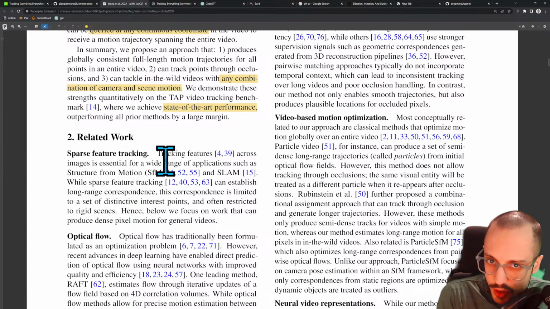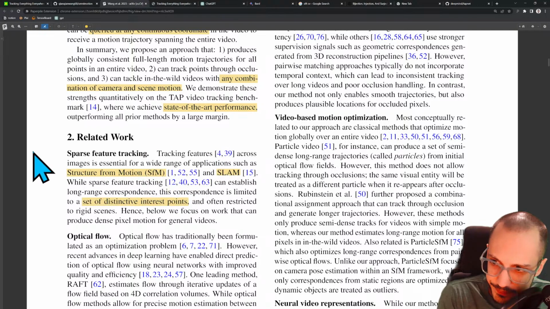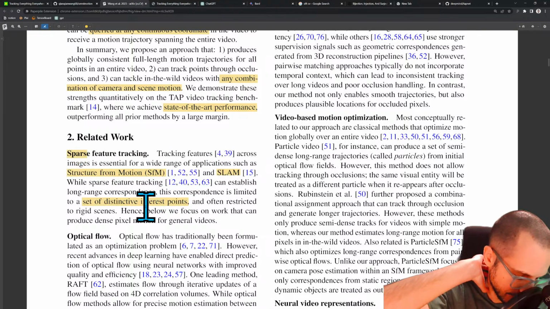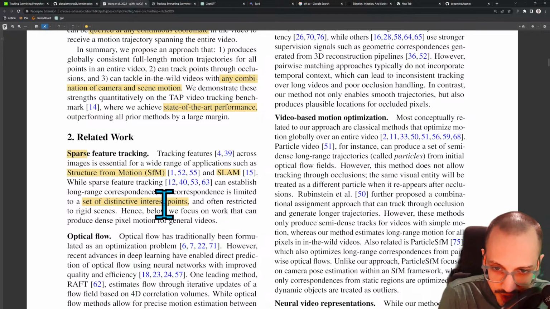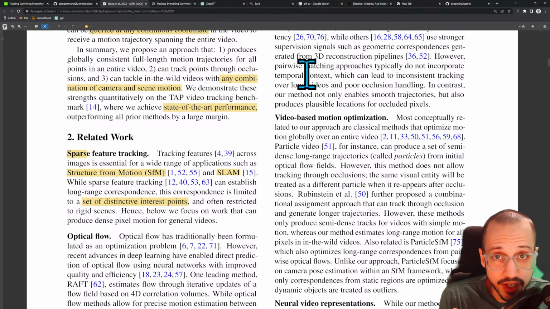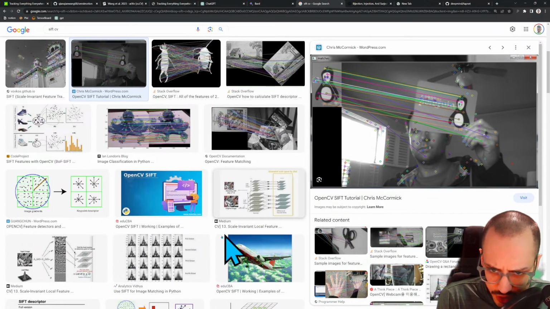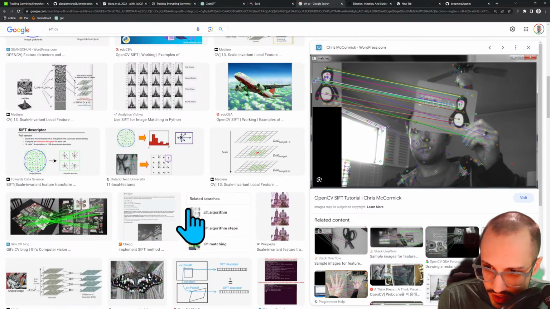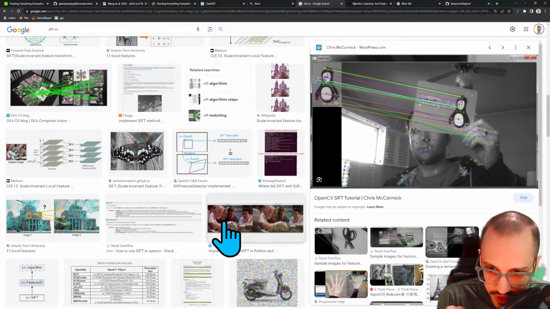So let's see. Related work, sparse feature tracking. Tracking features across images is essential for a wide range of applications, such as structure from motion, right? SLAM, simultaneous localization and mapping. And while sparse feature tracking can establish long-range correspondence, this correspondence is limited to a distinctive set of interest points, right? So this is the sparse, where you're not doing it for every single pixel, you're doing it for a set of points that you can easily find, right? And for most of history, that's been constrained to edges and little corners and things like that, because these edges and corners are easy to tell.